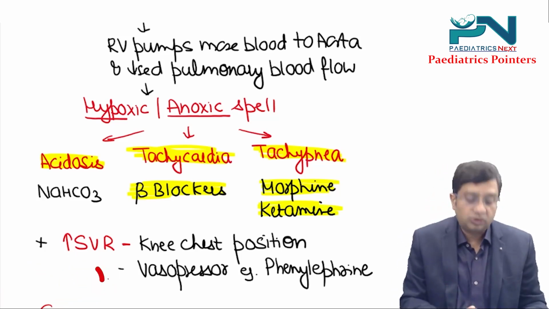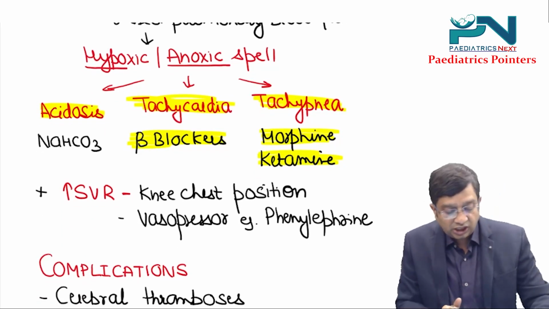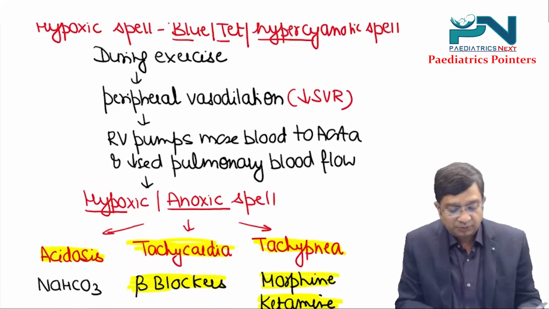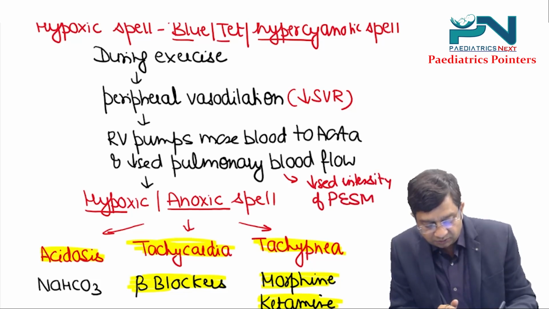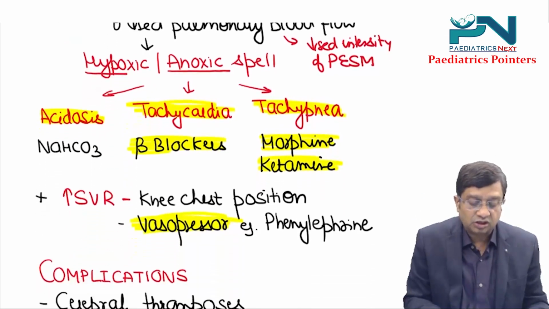Also, you need to increase the systemic vascular resistance, for which you can go for the knee chest position, and you can also give the vasopressor, that is phenylephrine. So this is in short regarding the hypoxic spell. In the hypoxic spell, there is decreased pulmonary blood flow. This leads to the decreased intensity of the pulmonic ejection systolic murmur.